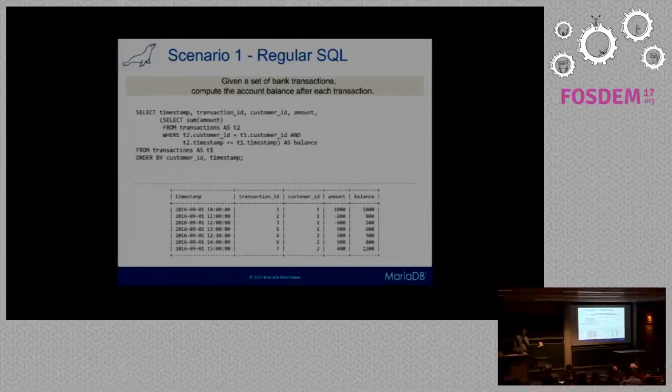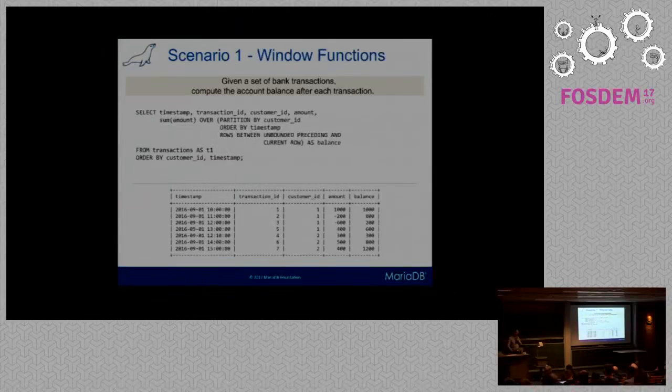So the balance statement can be computed with regular SQL by doing a subquery where we sum up all the transactions before it. Okay, so here we join the table with itself, and by joining we add all the transactions that have the same customer ID as seen here, but have a timestamp that is lesser than the one that we are currently computing. So this is done with regular SQL.